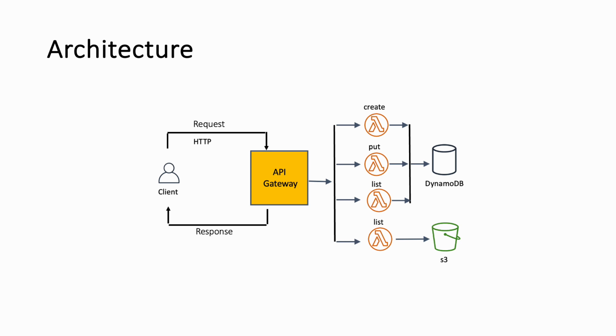Each Lambda function represents an HTTP method. The create function is used to create a record in DynamoDB. The put method is used to update an existing record in DynamoDB. The list would retrieve an existing record from DynamoDB. And finally, the second list method represents retrieving an object from the S3 storage.